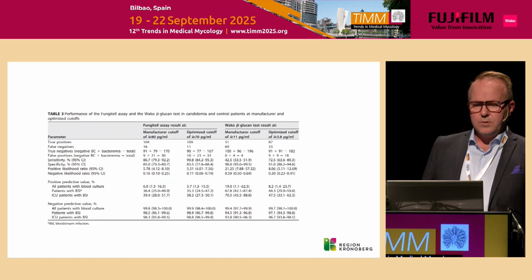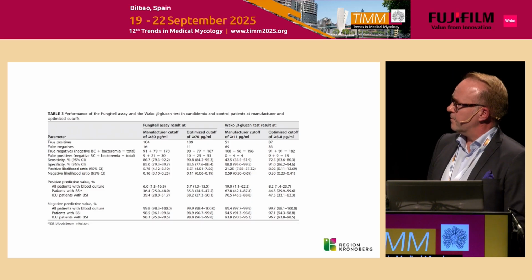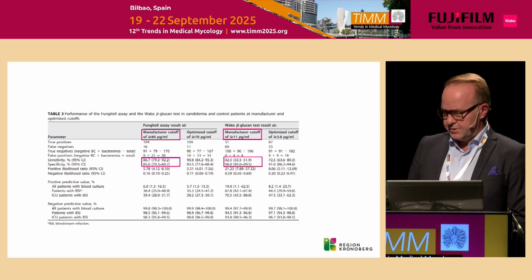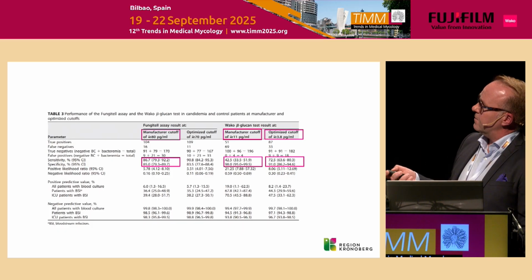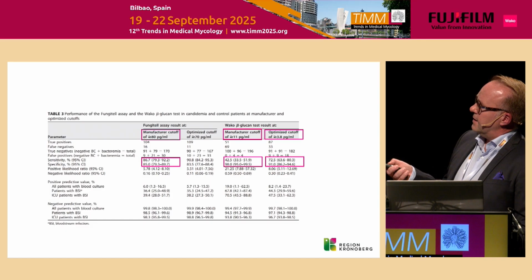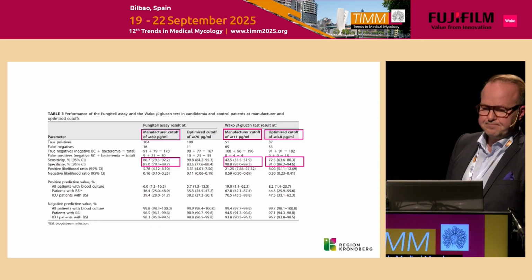So the sensitivity for candidemia was quite a bit lower with Wako than with Fungitell. So what they did then was perform the ROC, receiver operator characteristics analysis, and they suggested another proposed cutoff for Wako. So instead of 11, they calculated 3.8. They found that the sensitivity with Fungitell was much higher than with Wako 11, but also still higher with Fungitell compared to Wako, even if this lower suggested cutoff greatly increased the sensitivity for candidemia.